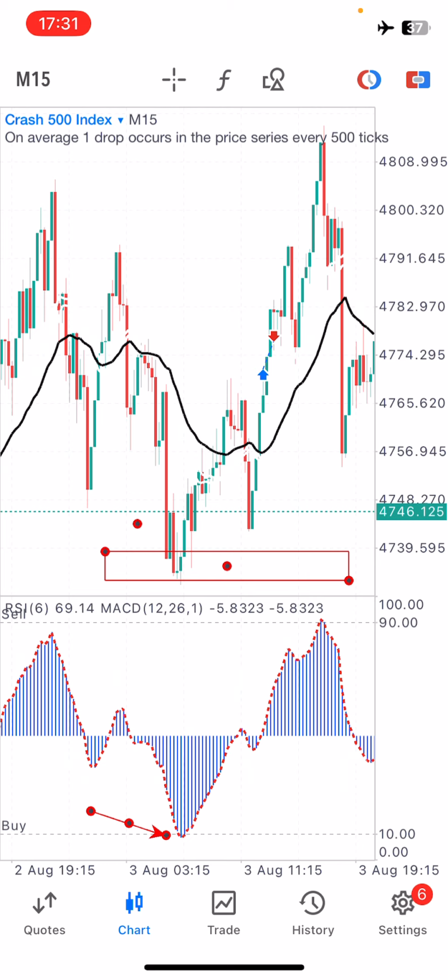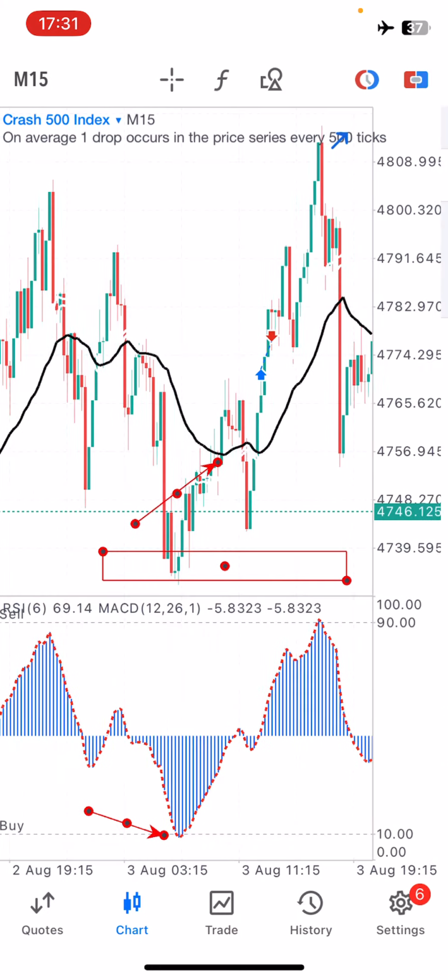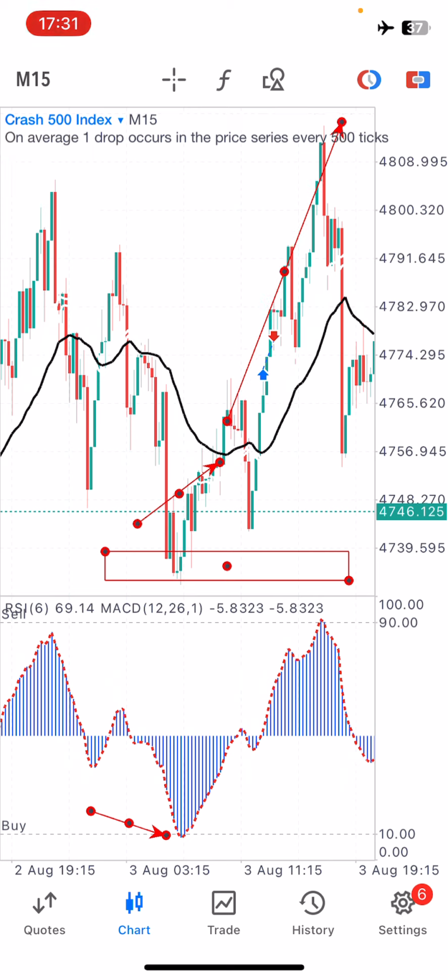How do you get the entry? You wait for candlesticks to cross and be above that black line. That's a break of market structure. That means that you know that you're going to go all the way up with no fear. You can see that there was this retracement that happened, but here's the good part about this strategy.